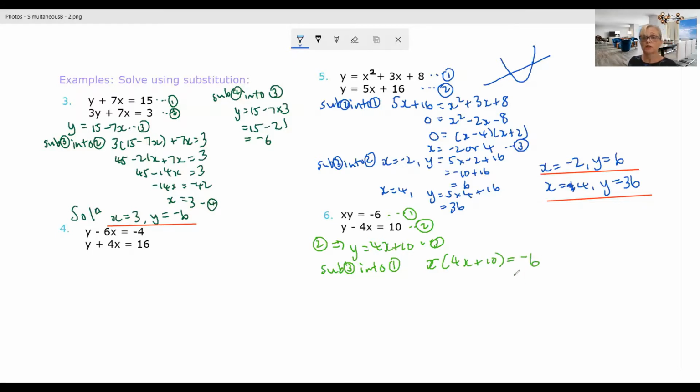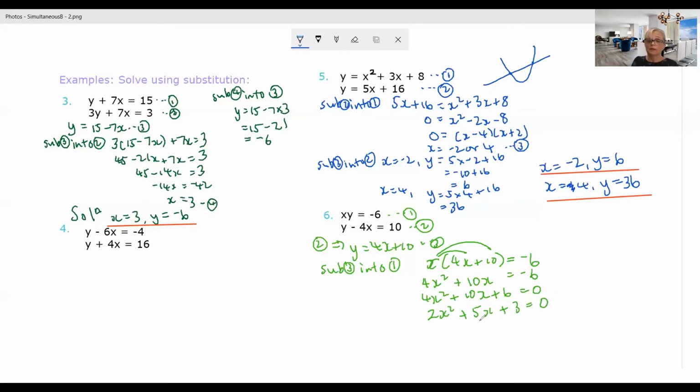Now in a situation like this, we need to expand and bring everything over to one side because we're going to have another quadratic equation, aren't we? So we're going to get 4x squared plus 10x equals negative 6. So 4x squared plus 10x plus 6 is 0. I would be inclined to divide everything through by 2 just to make our numbers a little bit easier to work with. It's perfectly okay to do that, as long as you do it to every term.